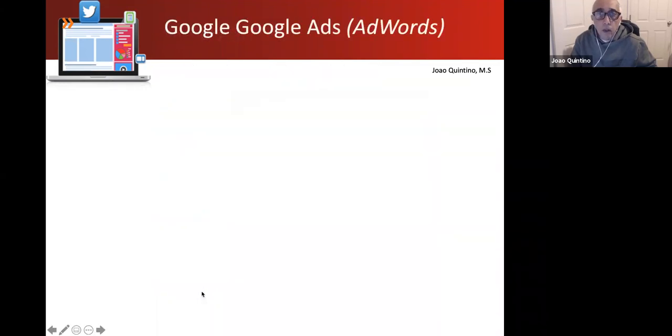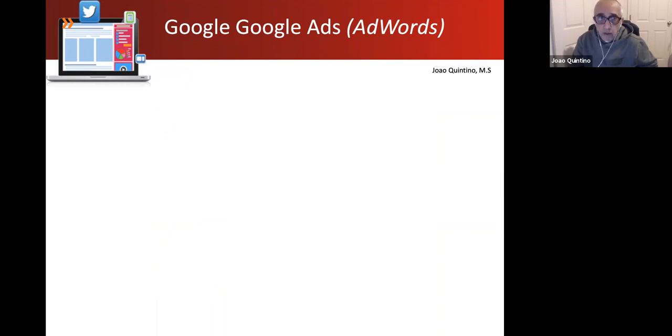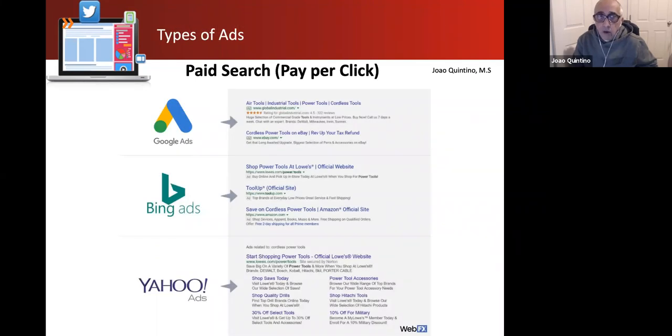So let's talk about paid search advertising metrics. CPC stands for cost per click. What that means is, in this type of advertising, you only pay when somebody clicks on your ad. Your ad appears as many times as it can, and you don't pay anything for it to appear. You only pay when the viewer clicks on your ad and ends up on your landing page or website. That's why it's called pay per click.